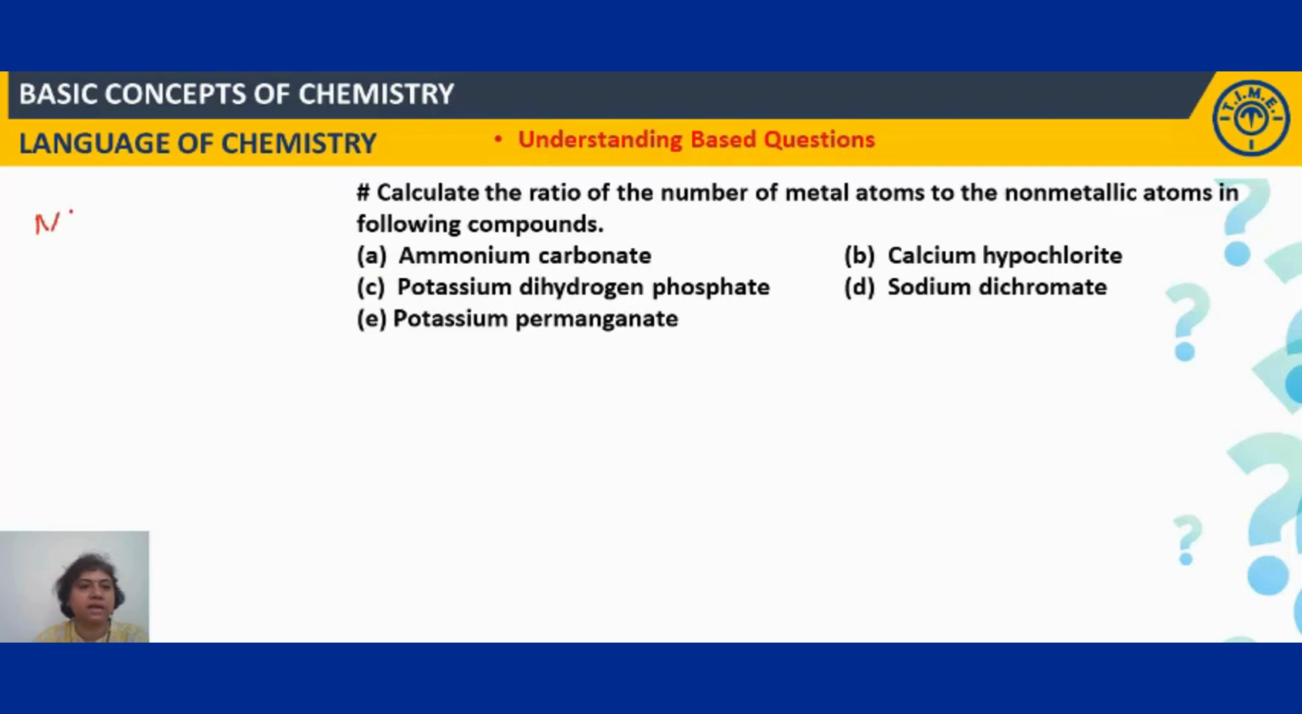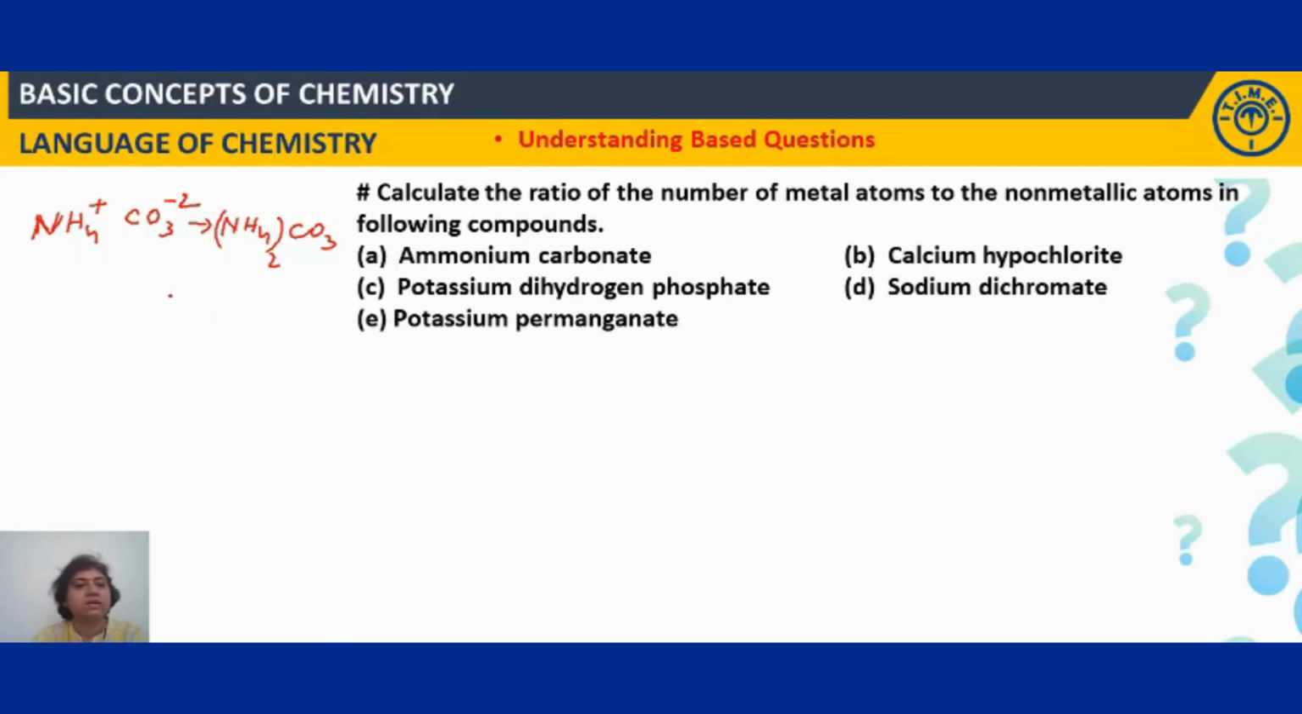So let us write NH4 plus, and carbonate is CO3 minus 2, right? So what will be the formula? The formula is NH4 plus and CO3 minus 2. So it is (NH4)2CO3. I hope you have written the formula already.